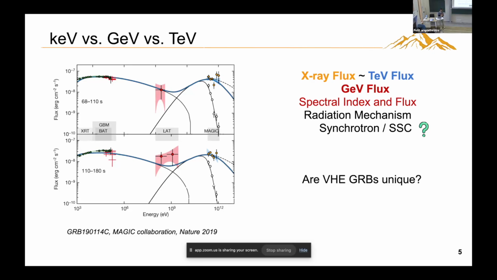Also, as I mentioned before, we have seen only 5 GRBs so far. So either these very high energy GRBs are a unique population, or they are part of the standard population but we cannot see them due to the limitations of our IACTs. So using all this, I would like to answer these questions with this study.